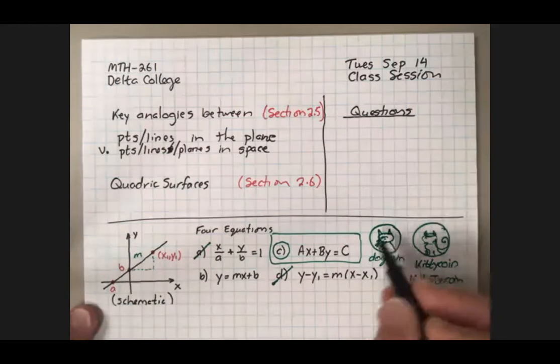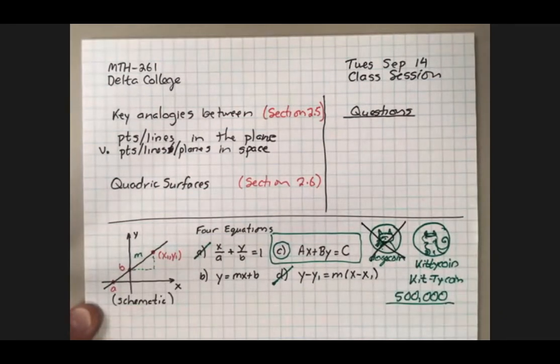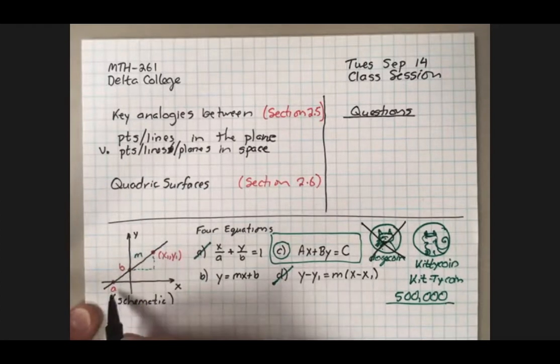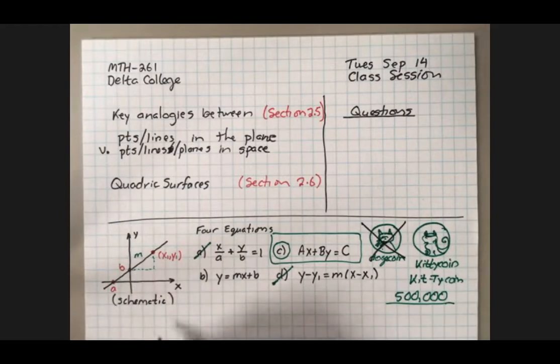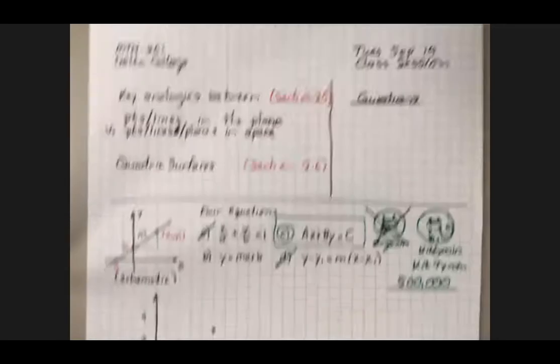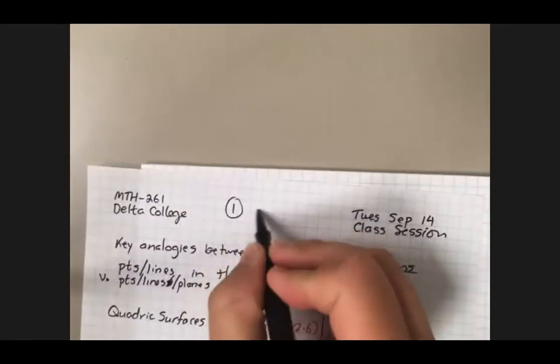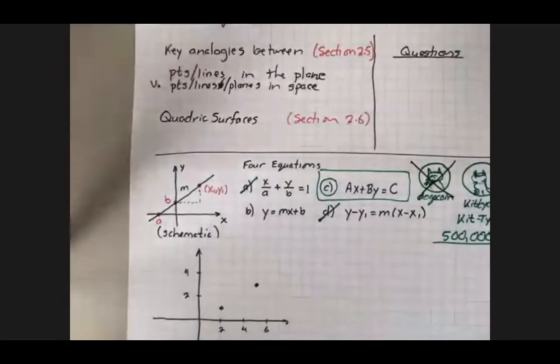So right over here, I am not talking about any one particular line. I haven't given you any scale. This is a pretty useless graph. I just wrote down things to represent properties of that line. Let's actually go do a line. So I'm going to put a point here at 2, 1. And I'm going to put a point here at 5, 3. And I want you to give me the equation of that line in all four of these formats. And then I'll show you what this has to do with space.